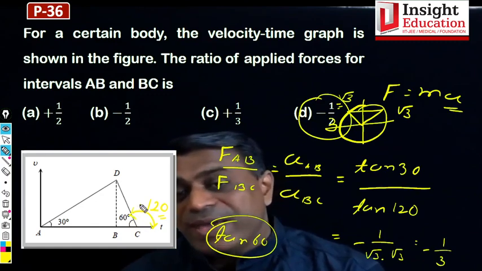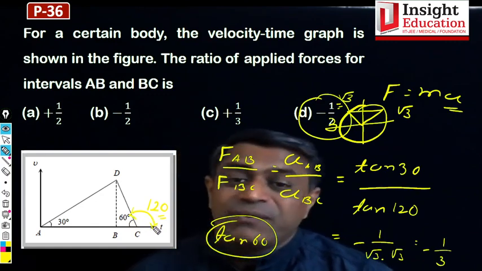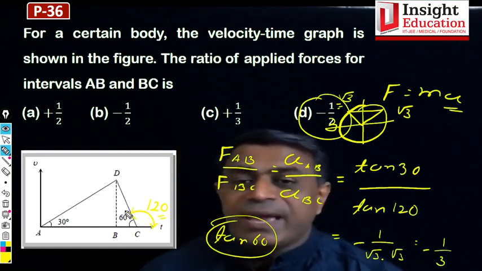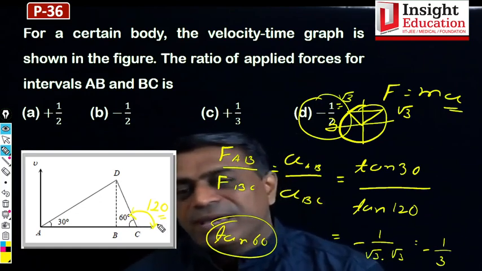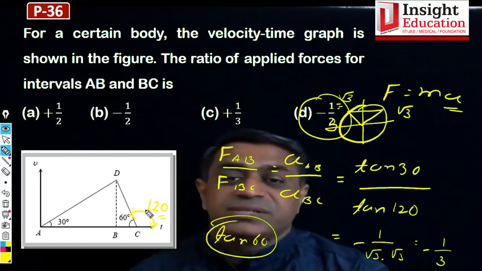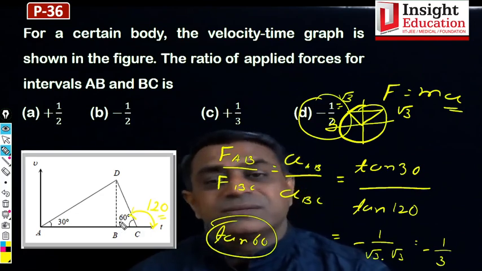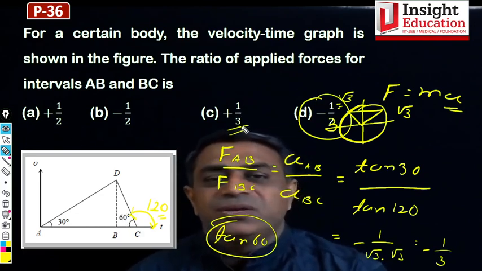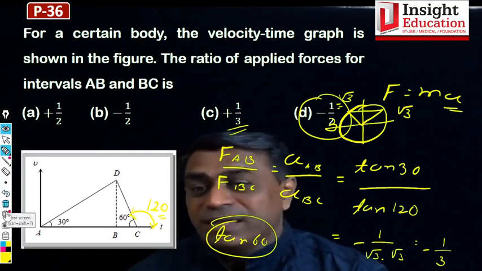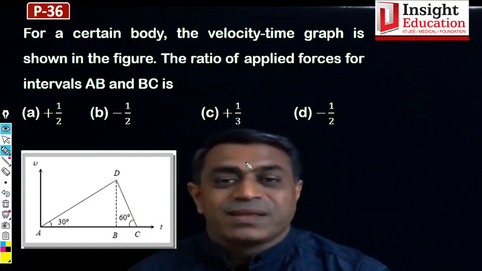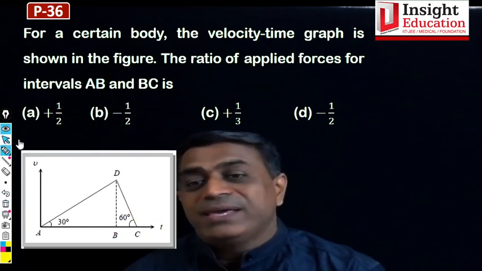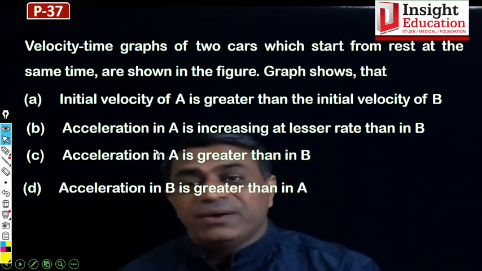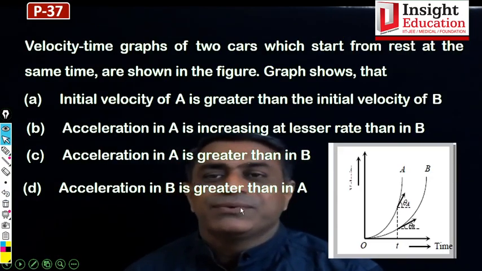So don't make a mistake. The angle should always be taken tail to tail, with the positive axis, between vector A and vector B. So you have to consider this 120 angle, not 60. If you consider the 60 angle, then the answer is C, and you will lose one more mark, and that is minus 5. So now you know the importance of negative marking.